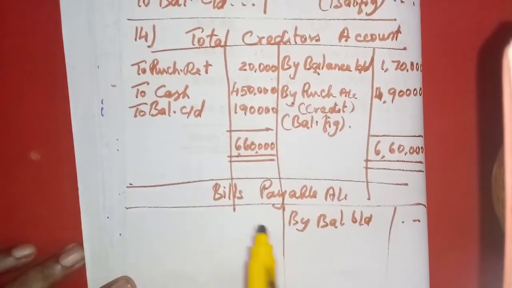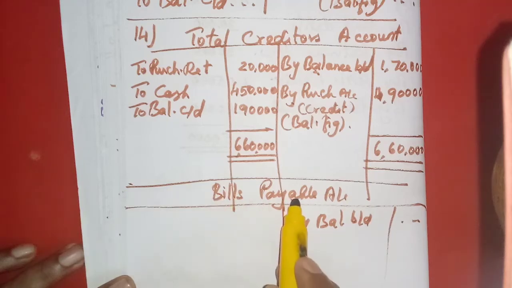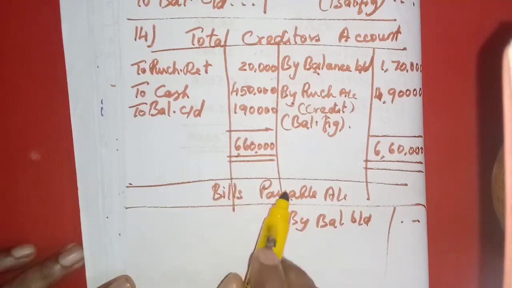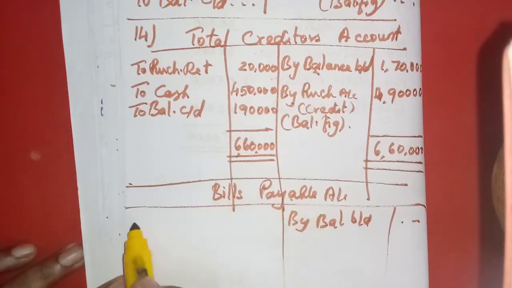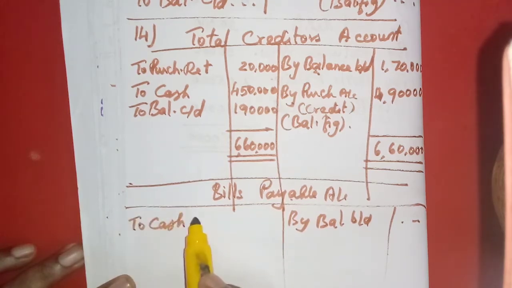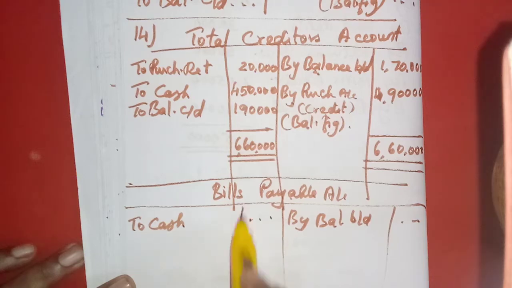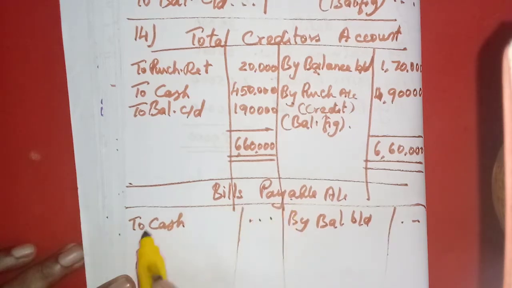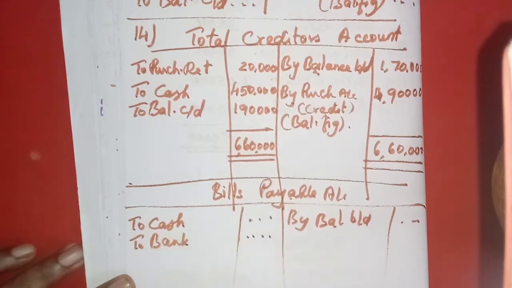Then if we pay cash for the bills payable, the bills we have accepted, if we pay cash, bills payable account debtor to cash. Okay, or if we pay by check, to bank account. That we can say, either cash or bank as one.